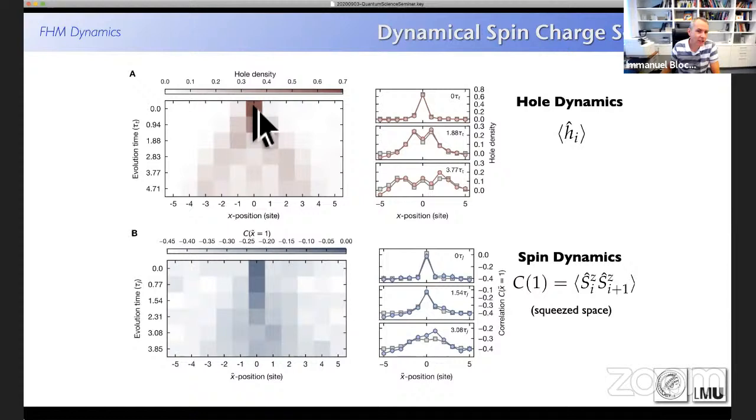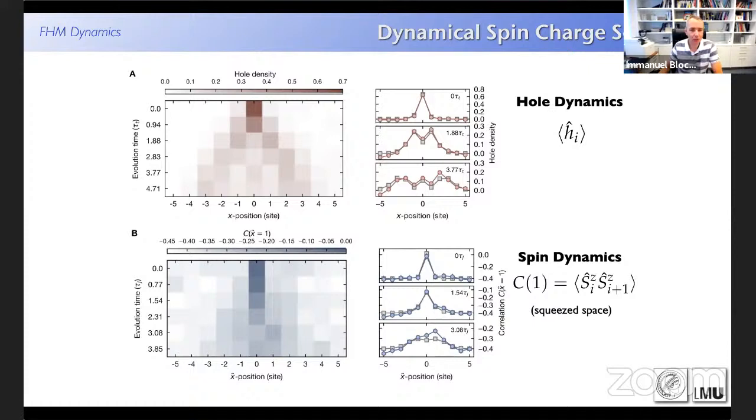And actually you see it starts out at this site where we removed it and then spreads out. And you see some interference structure in between. And that's just the hole making a quantum walk on the lattice. So there's nothing really very exciting about it. It's just the hole doing its quantum walk.